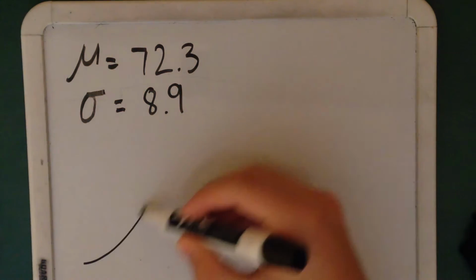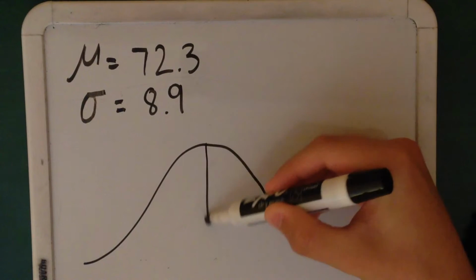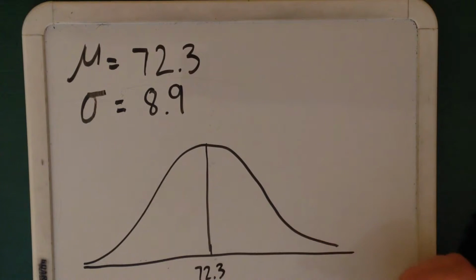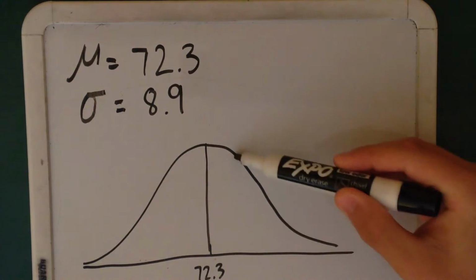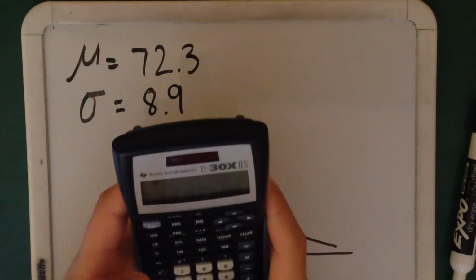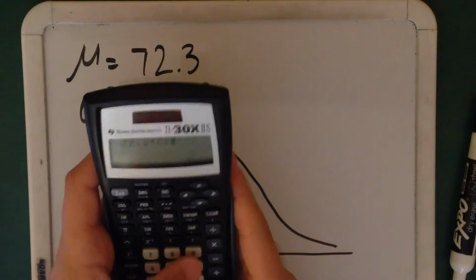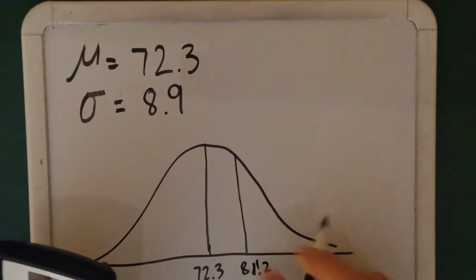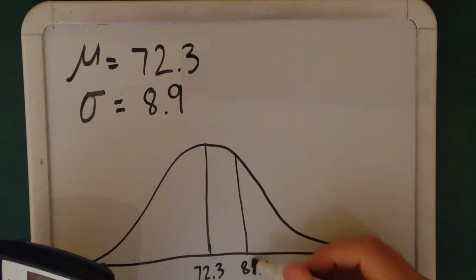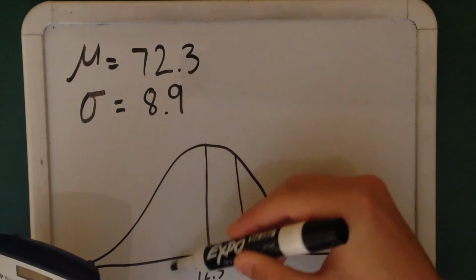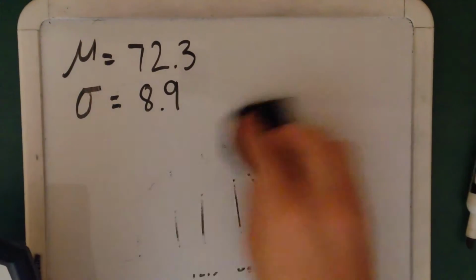Because look, let's say this is our curve, and they said the mean is 72.3, and then this moves by 8.9 because one standard deviation is 8.9, so 72.3 plus 8.9, and that moves us to 81.2. And when we add another 8.9, that'll be the second standard deviation. And we can also move backwards, subtract 8.9, subtract another 8.9. That's how the curve usually goes.